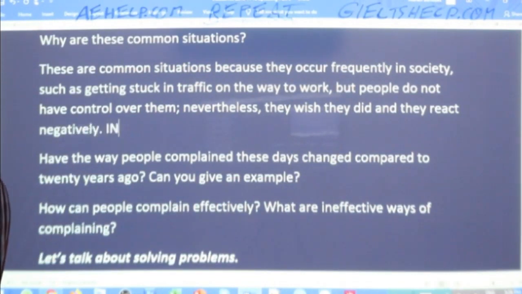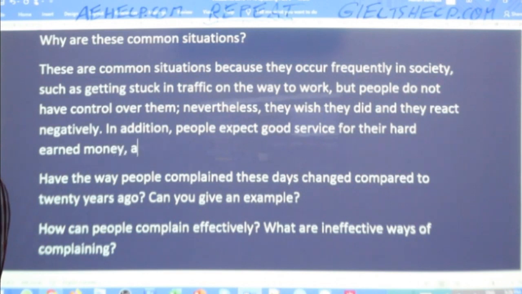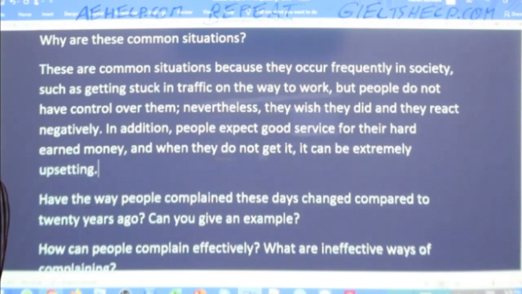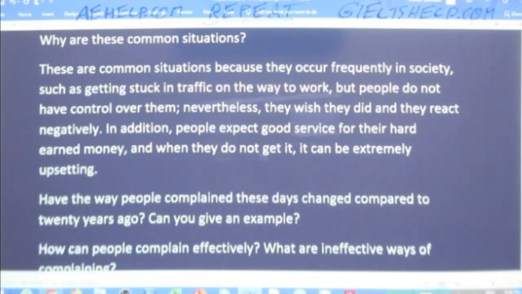In addition, people expect good service for their hard-earned money, and when they do not get it, it can be extremely upsetting. All right. So, repeat after me.